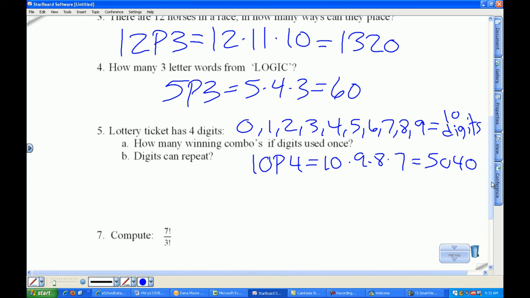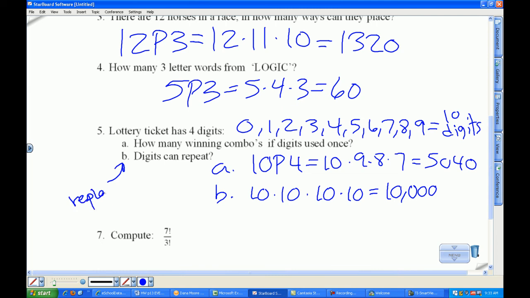If the digits can repeat, this is not a permutation. There is a difference from A and B here. If the digits can repeat, there are 10 digits for the first choice, 10 digits for the second, 10 digits for the third, and 10 digits for the fourth. There is no formula for doing that. You just figure out the total outcomes for each event and you multiply them together. B is a replacement problem, which we dealt with over the last couple of days. Replacement is not an nPr, so don't use a permutation when things are being replaced.